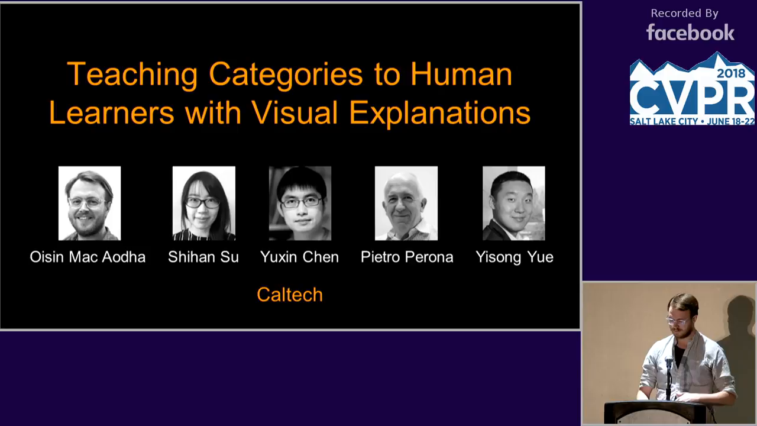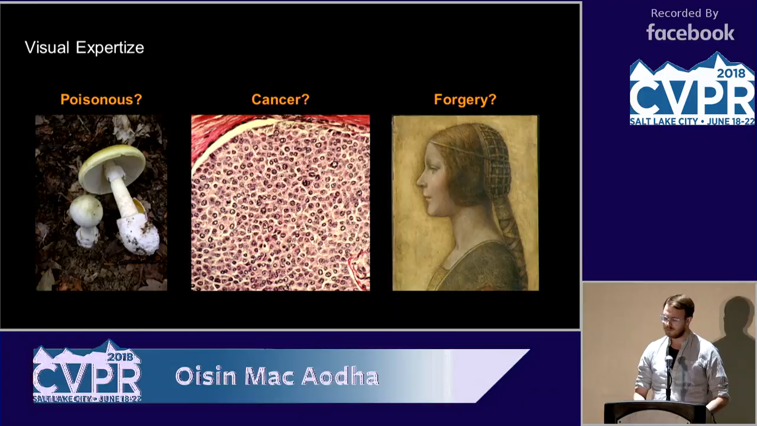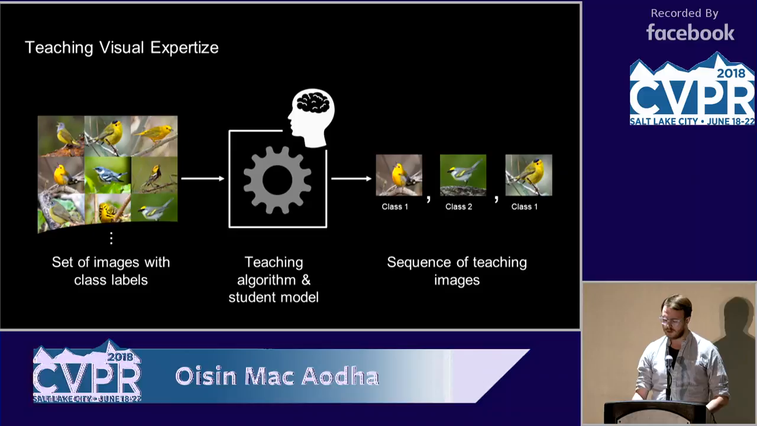So humans have powerful visual recognition abilities that enable us to perform complex image understanding tasks. However, attaining expertise in challenging visual domains can be a long process, requiring large amounts of training. In this work, we address the problem of teaching visual categories to human learners. Specifically, we propose a novel teaching algorithm that takes a set of labeled images as input, and by modeling noisy learners, generates a sequence of teaching images.